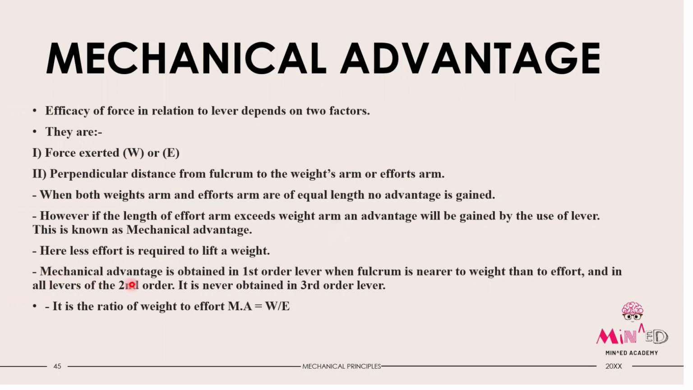And if the weight arm is more and the effort arm is less, then mechanical advantage will be less than 1. That is for the third order lever. Okay. So here, as you can see, mechanical advantage is obtained in first order lever when the fulcrum is nearer to the weight than the effort, and in all second order levers. As I discussed earlier, in first order lever you can get all three cases. Second order is only the lever of power, and third order is the lever of speed, where mechanical advantage will always be less than 1.